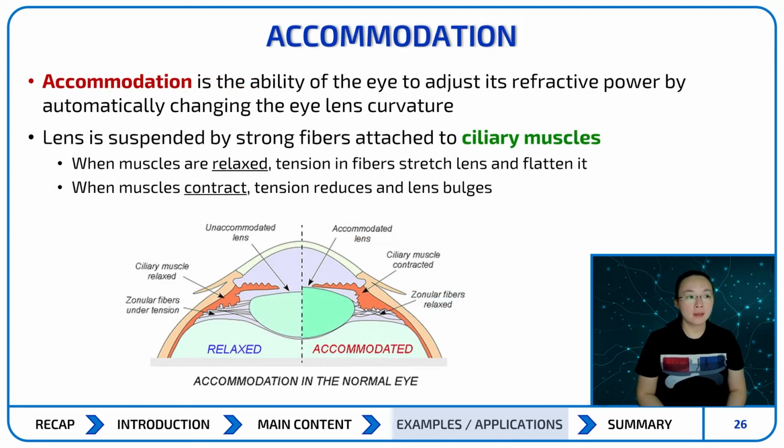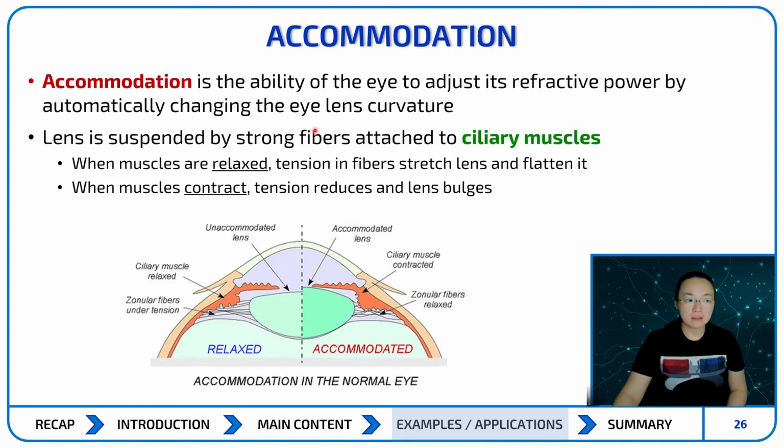So moving on, we want to talk about something called accommodation. Accommodation is the ability of the eye to adjust its refractive power by automatically changing the curvature of its lens. Before, we had mentioned that the lens itself has different areas with different refractive indices. The lens is very special because it can adjust itself, and it's suspended by certain fibers attached to ciliary muscles so that you can make accommodations to put things into focus.